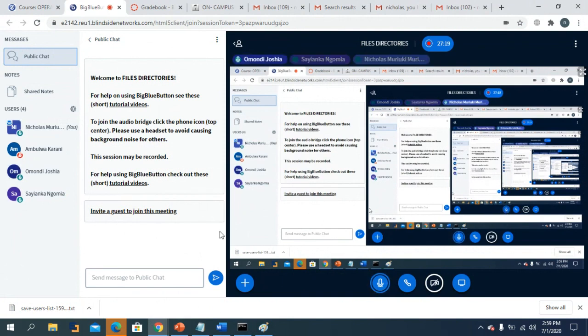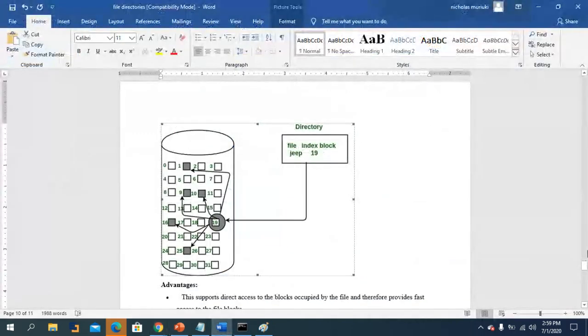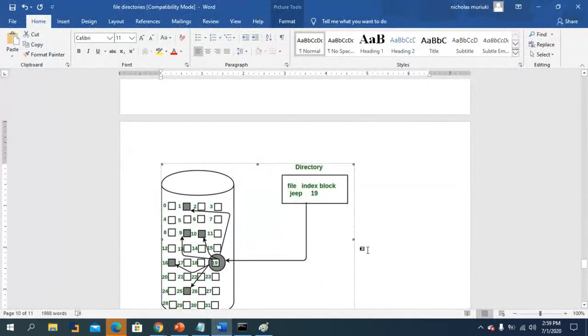And yes, come here. What is the best allocation method? The best file allocation method is the index. Because if you look at these methods, you are moving from a given point. And if you are moving from a given point, access is very easy. If one file is lost, automatically the others will be retrieved. So it is easy to retrieve them.